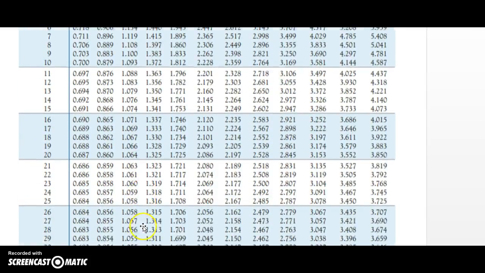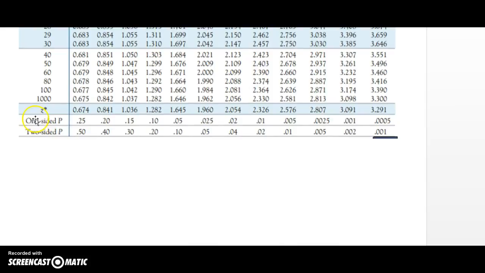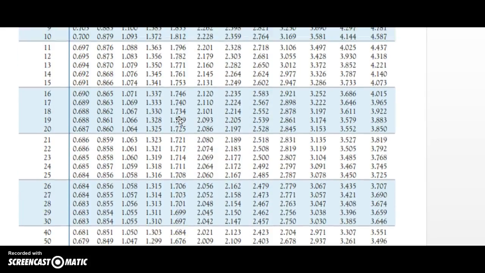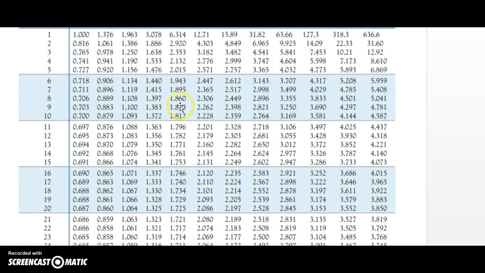Okay, so start off down on the bottom. We have a one-sided p at 0.05. So we're going to be in this column right here. We're going up until we hit that sample size, well, the degrees of freedom of 8, one less than our sample size.